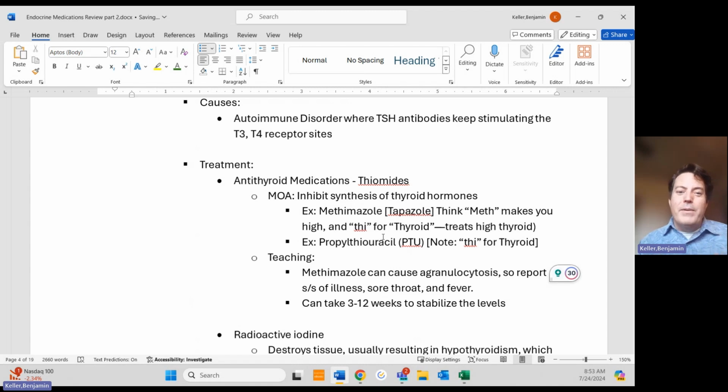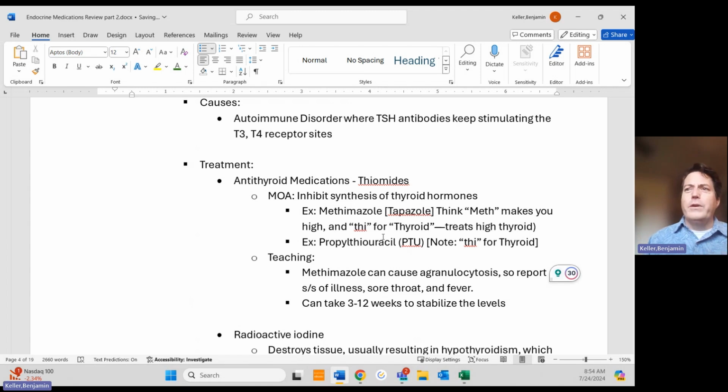And the way to kind of remember this one is I think meth, and people being high on meth, and that makes you high, and you have the THI in there for thyroid. So methimazole is high for high thyroid, and then it's got the THI on there. And I think of THI as thyroid hormone inhibitor. Thyroid hormone inhibitor, THI.